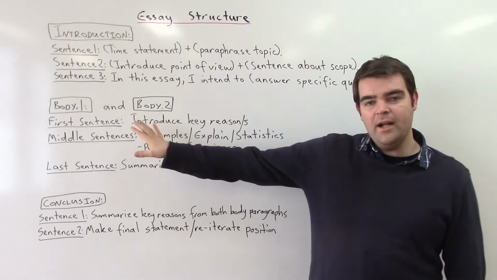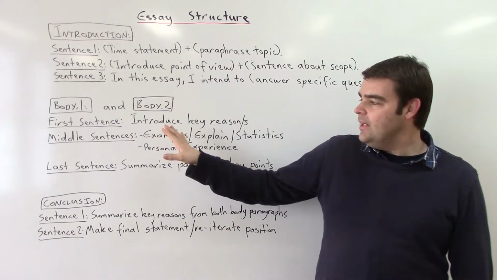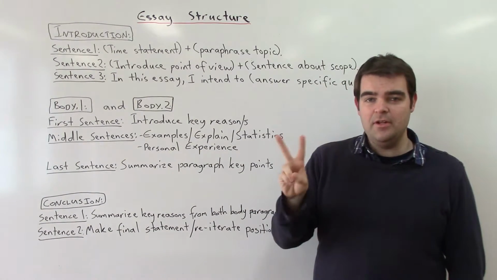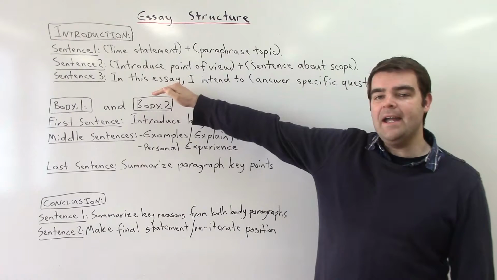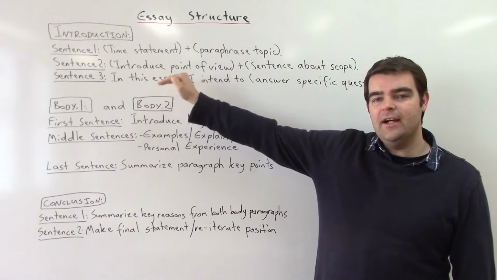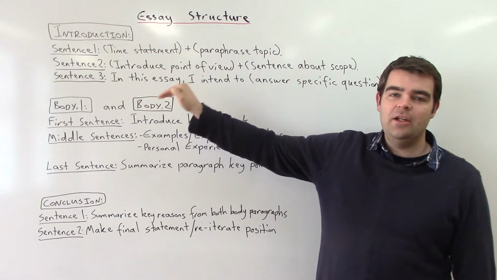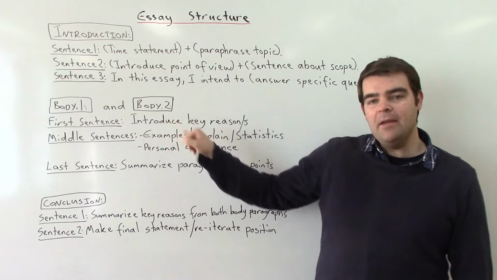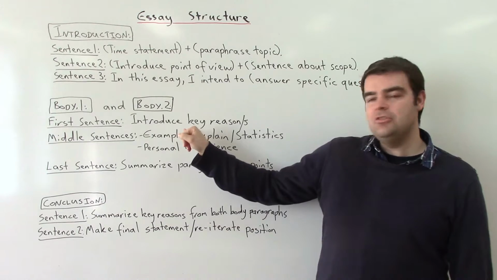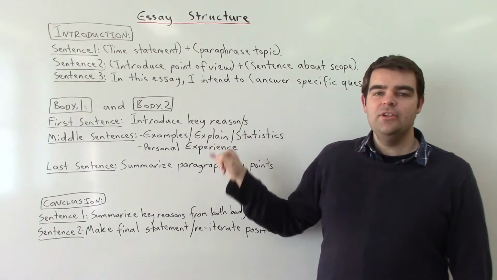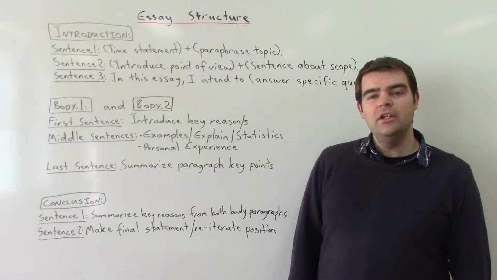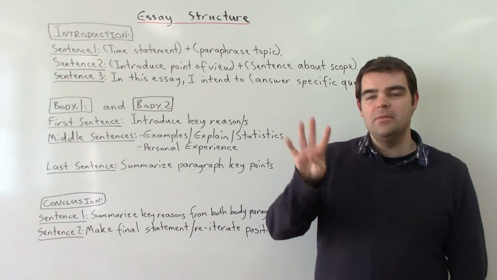And then in body 1 and body 2, we follow the same structure, but we do need to have 2 paragraphs. That's very important. And leaving a line between the paragraphs is a nice way of signposting that we're going on to a new part of the essay. So in both body 1 and body 2, we want to introduce some key reasons. And it's always good to have 2 reasons for one paragraph. So overall, you really need to have 4 reasons minimum.